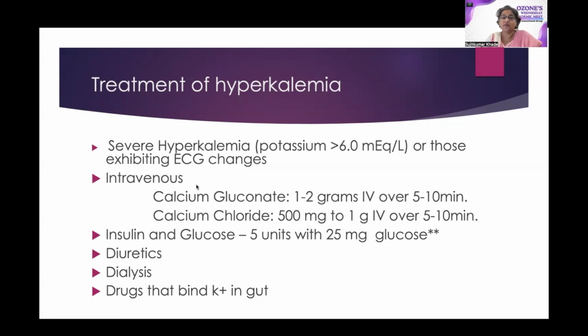Initially, the standard treatment included 10 units of insulin. Now the studies have confirmed that the 5 and the 10 units give similar results when it comes to reducing the potassium, but 10 units certainly causes more incidences of hypoglycemia and it is not recommended. Repeated doses can be given. Basically, diuretics can be given. Dialysis in severe cases has to be initiated, and drugs that bind the potassium in the gut.